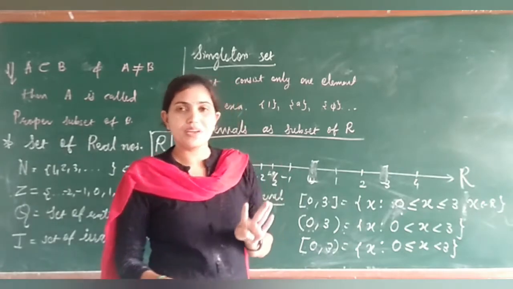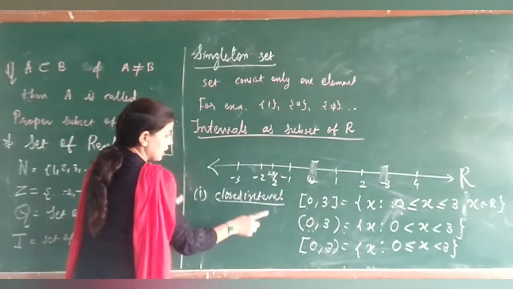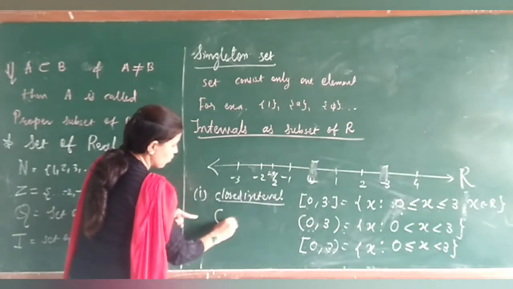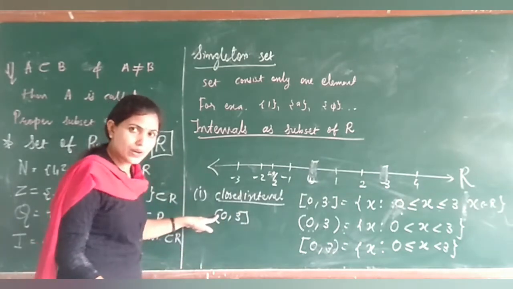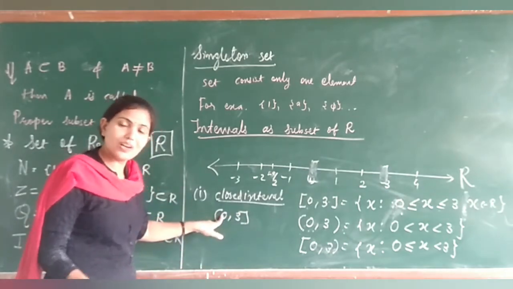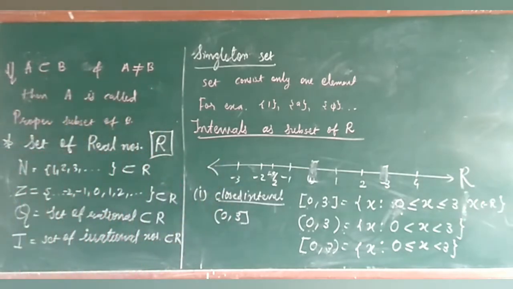Then what will be a fourth type, students? Yes, you all are very intelligent. You know that after closed open, there will be open closed, 0 to 3. What will that mean? Yes, 0 will not be included where 3 is included. So let me write down the intervals in a proper form.